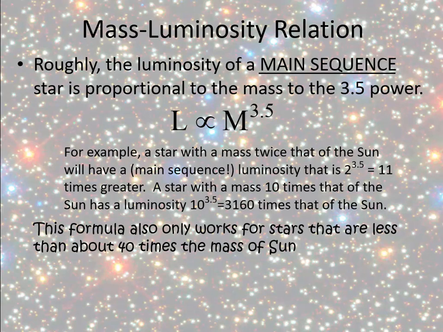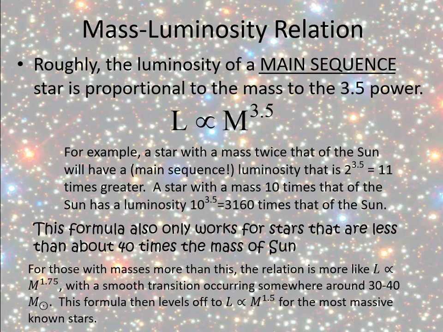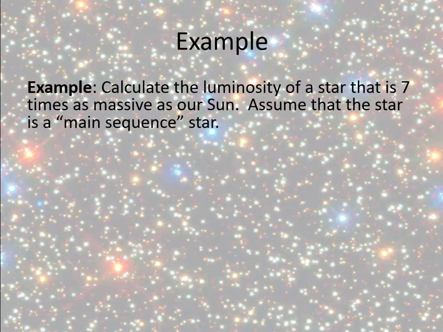Now, this only works for main sequence stars. In other words, if the star has left the main sequence, if it's not fusing hydrogen into helium in the core anymore, the relationship doesn't work. Or if the star is too massive, if it's more than about 40 times the mass of our sun, the formula doesn't work either. In fact, there's another formula that starts to level off toward luminosity proportional to mass to the 1.75 power once you get close to about 40 times the mass of our sun. So let's look at an example.